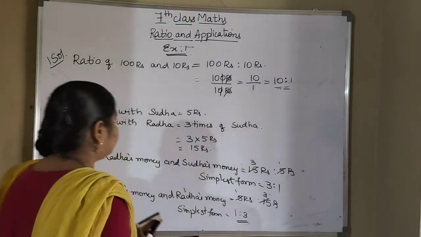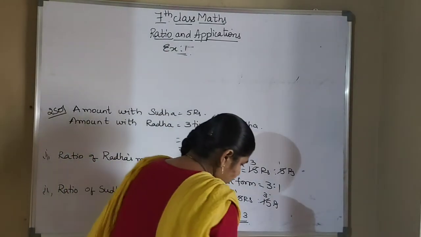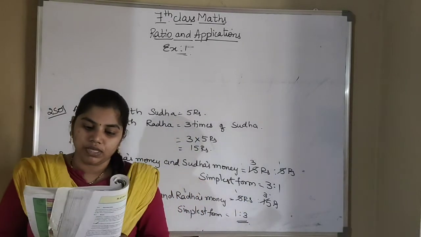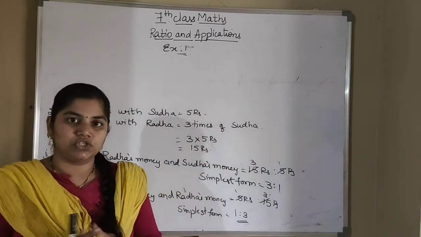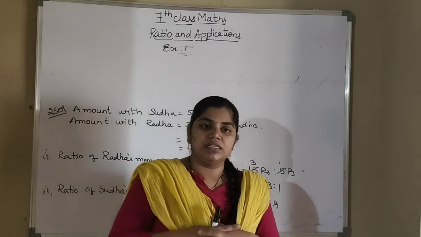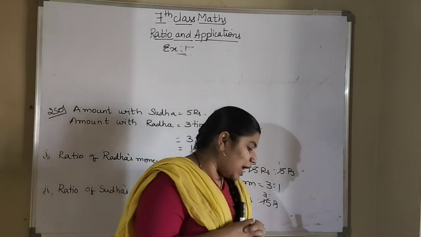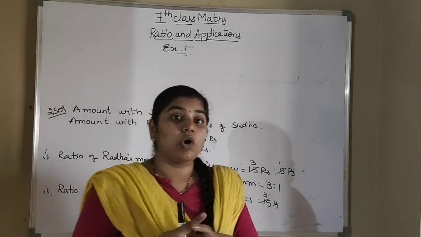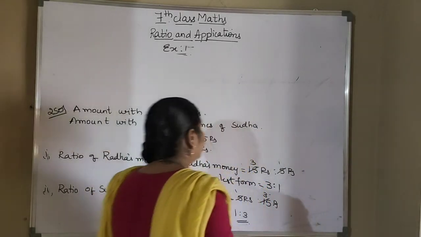Next is, what is the next one? Divide 96 chocolates between Raju and Ravi in the ratio 5:7. So how many chocolates are there? Total 96 chocolates are there. Those 96 chocolates you have to divide between 2 members, that is Raju and Ravi. So what is the ratio there? 5:7. So here Raju's ratio is 5 and Ravi's ratio is 7. So the answer will be in the form of 5 multiples and 7 multiples. Okay, so now we will solve this.